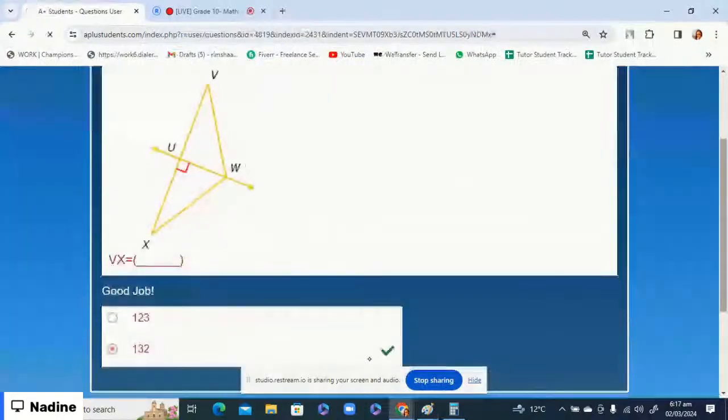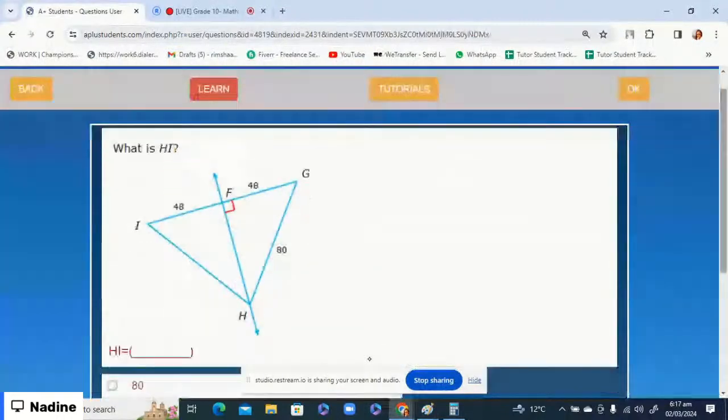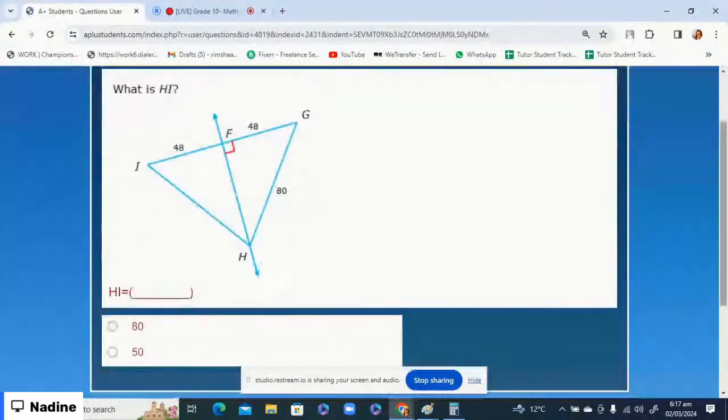Okay, now let's do. FI is given, that is 48. Then FG is given, which is also 48. Now GH is 80. So what is IH? This is also 80. Okay.